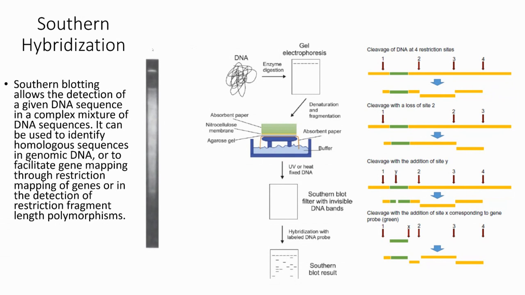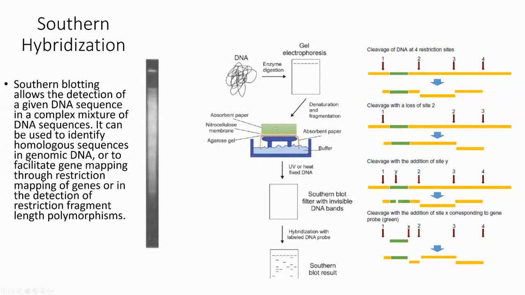The first step of Southern hybridization is you purify the DNA. Then this DNA is subjected to restriction enzyme digestion. After the digestion, you perform gel electrophoresis. After the gel electrophoresis, you need to transfer the DNA to a membrane, which we call the nitrocellulose membrane, because you want to use the membrane to perform the hybridization experiment. So you have to transfer.